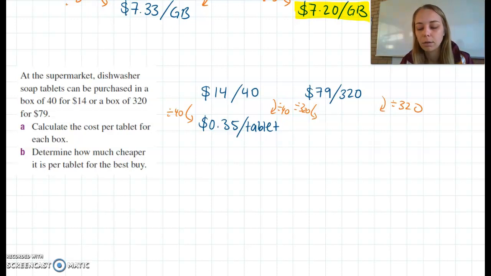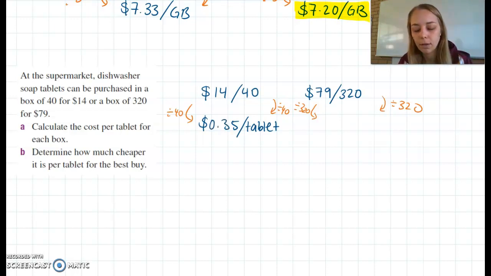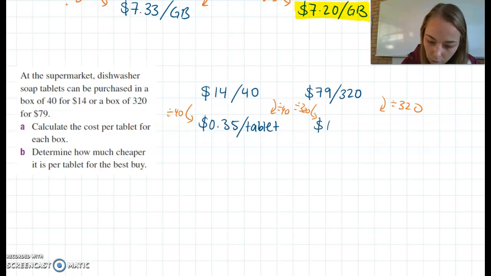And the second one is going to cost 79 divided by 320. Sorry, I put that into my calculator wrong. I did 14 divided by 40. Oh no, that's right, I've done the second one wrong. 79 divided by 320. The second one is going to cost about 25 cents per tablet.